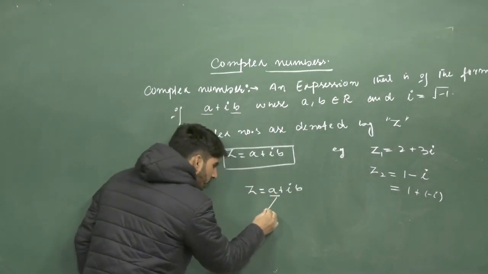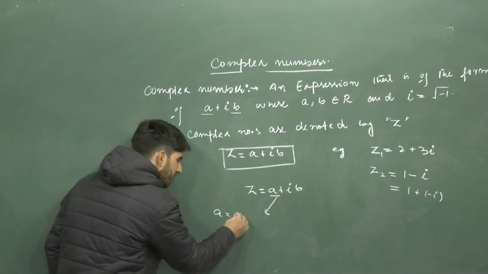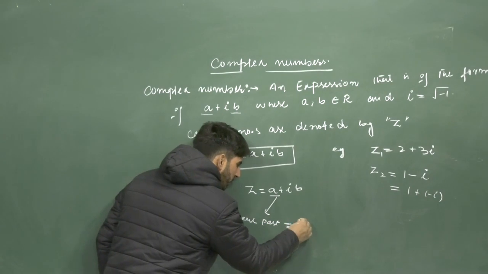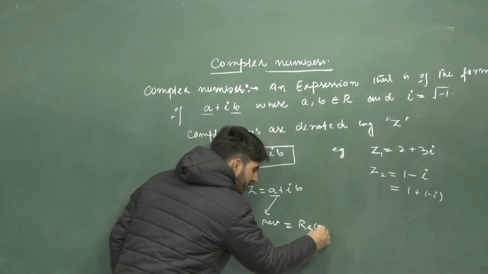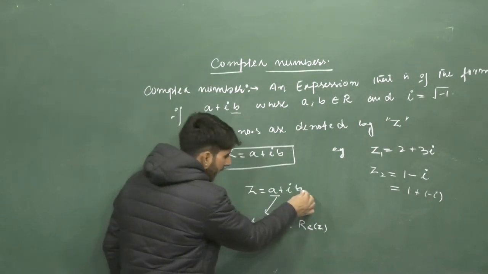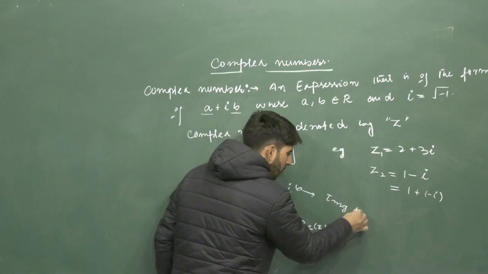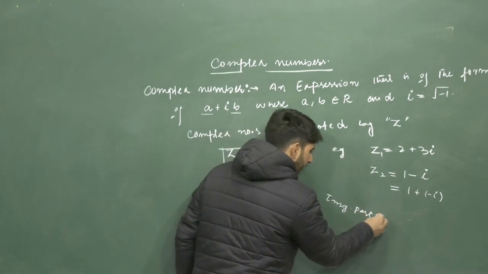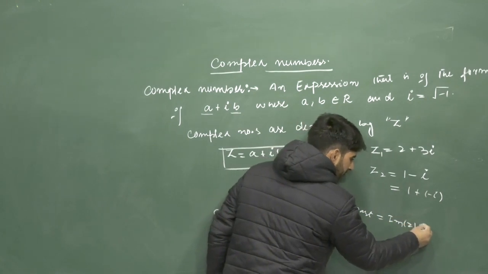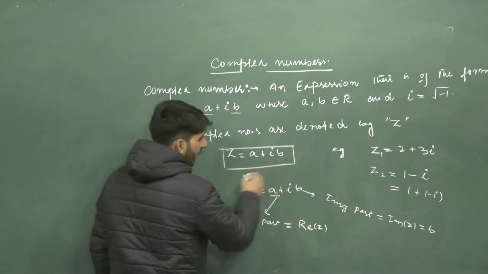Here a is known as the real part of complex number and is denoted by Re of Z. Re of Z means real part of the complex number, and this b is known as imaginary part of complex number and is denoted by Im of Z, that is b. So b is imaginary part.